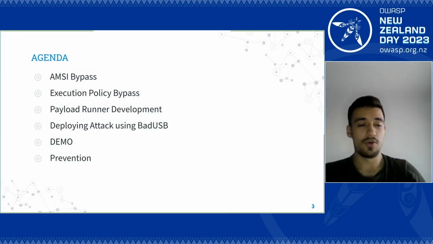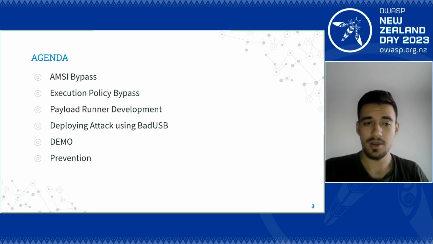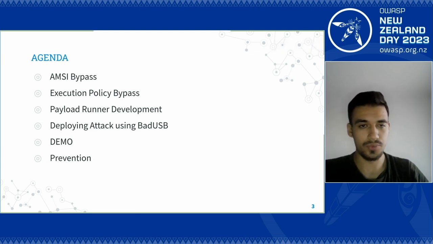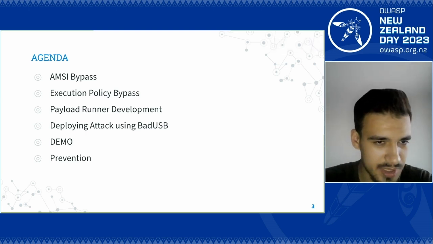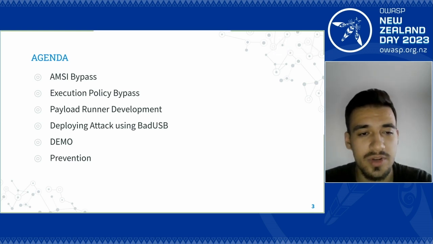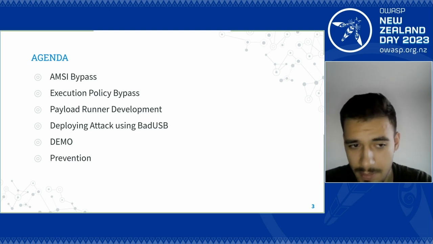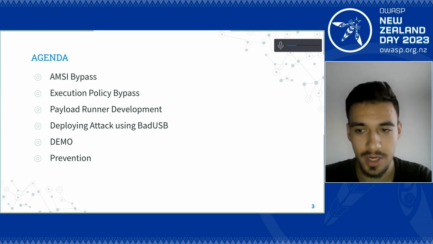So the agenda for today will be the following. We have the AMSI bypass techniques, execution policy bypass techniques, and payload runner development, in order to see how we can have a fileless payload run directly in memory using the BadUSB, because we want to be stealthy. We want to leave no trace, so we'll run everything within memory. And how can we deploy all the above items on a little USB, and a demo, and also some prevention mechanisms to take into consideration.